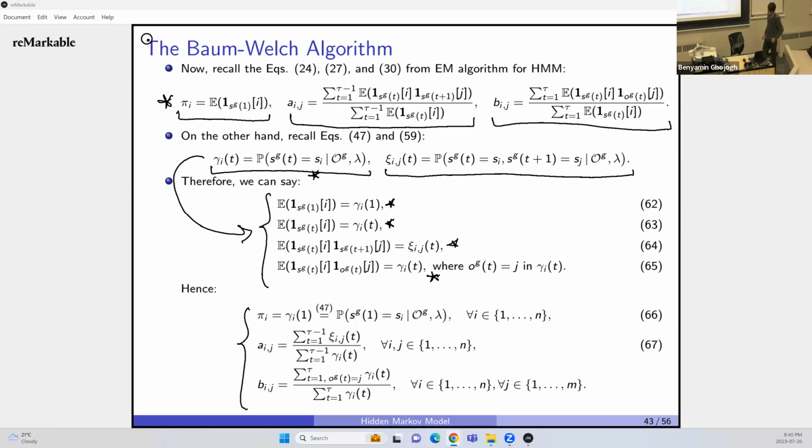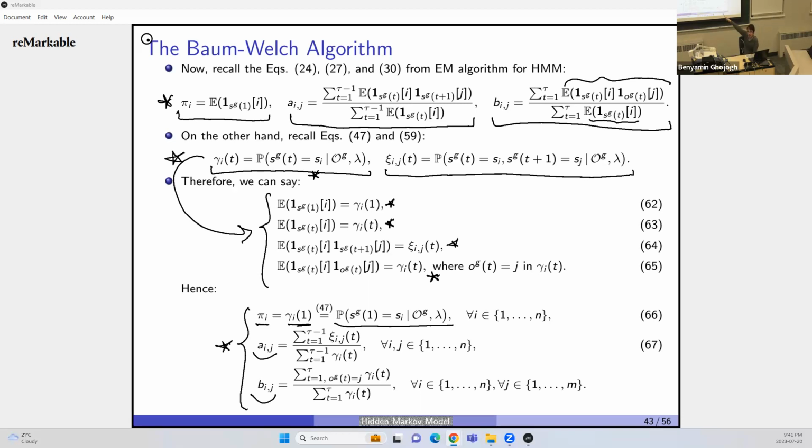Then you will see that you can replace these expectations with the gamma i's and zeta ij's that we have. Therefore, interestingly, pi i becomes gamma i1. According to equation 47, which was the definition of pi, we have the probability of S at time 1 equals Si given O, right? Also, I have aij and bij, these terms.